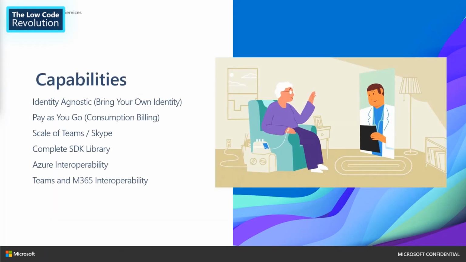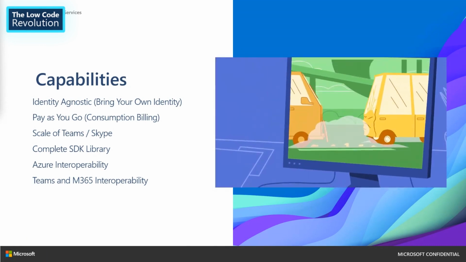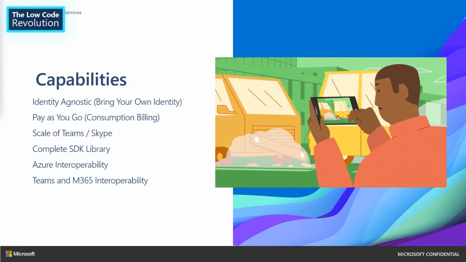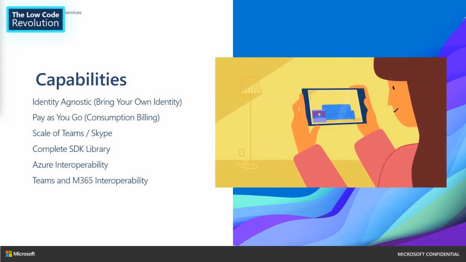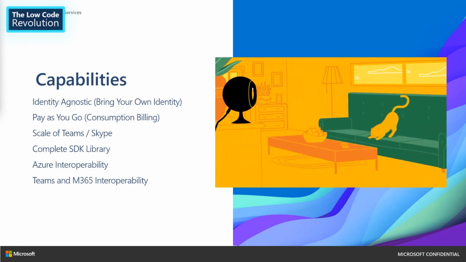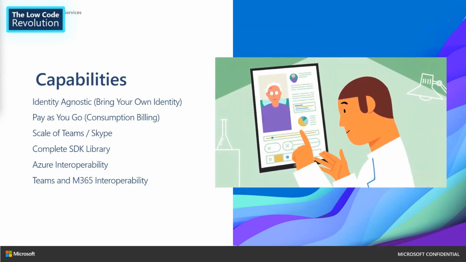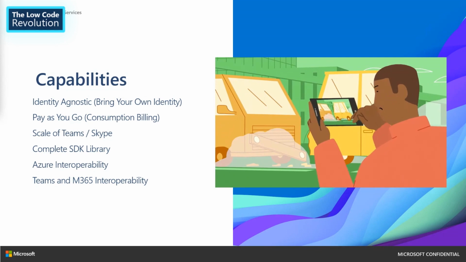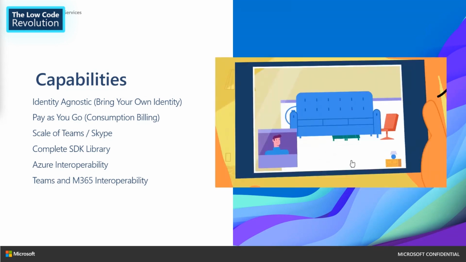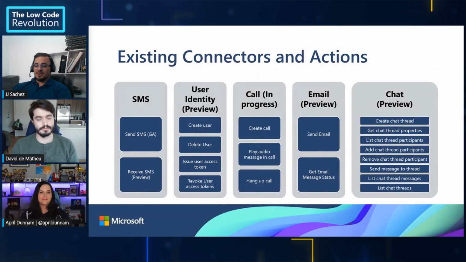I would like to touch on some of the capabilities. ACS is identity agnostic. You can bring your own identity. It's also an Azure service, and as such, you pay for what you use, so it's not license-based. And very importantly, we're built on the same platform that powers Teams and Skype, so it's reliable and secure. We provide support for common developer platforms and languages, and we offer interoperability with Azure and M365, particularly with Teams. We've seen very interesting use cases lately, and I'm excited to be here to talk about how we're bringing those capabilities to the Power Platform.